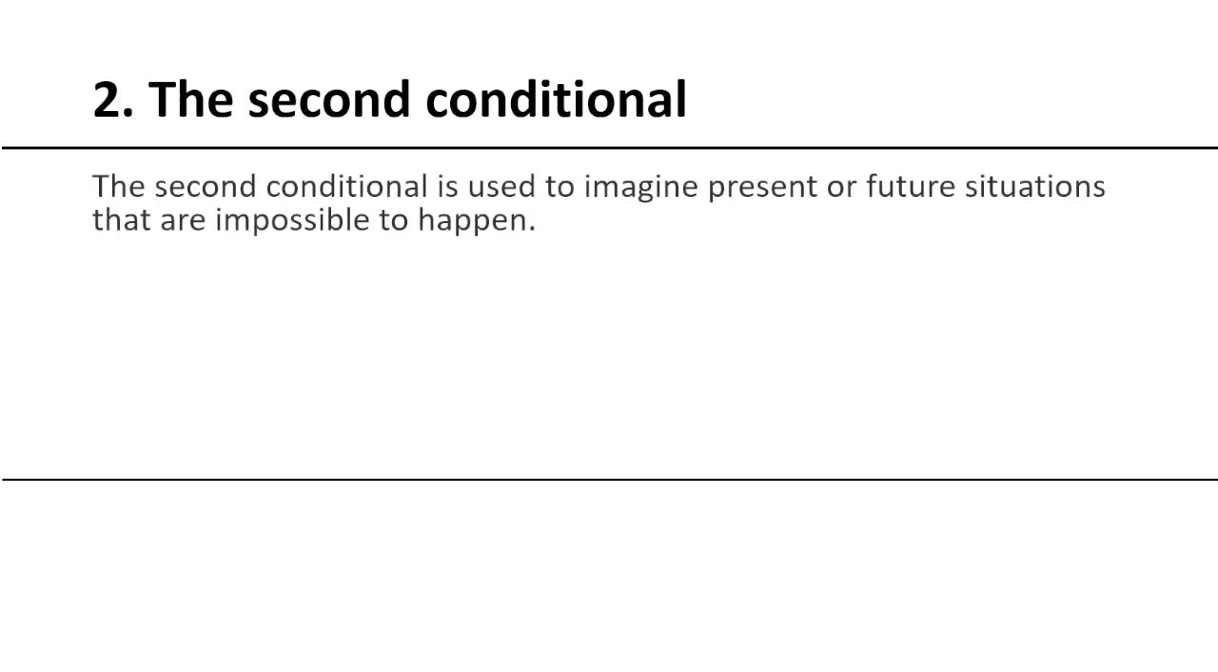Now let's go to the second conditional. The second conditional is used to imagine present or future situations that are impossible to happen. So, contrary to the first conditional, which is possible to happen, the second conditional is impossible to happen. We are imagining something that is impossible to happen.